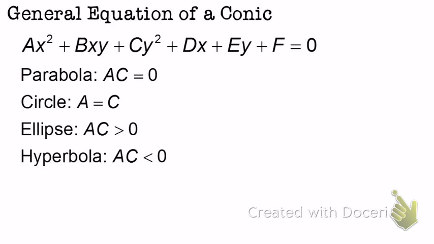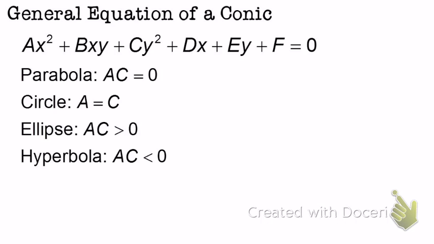Next is the general equation of a conic. So ax squared plus bxy plus cy squared plus dx plus ey plus f equals 0. So this is the equation in general form, all expanded out. Usually we graph them in vertex form. Sometimes they're given to us in general form.